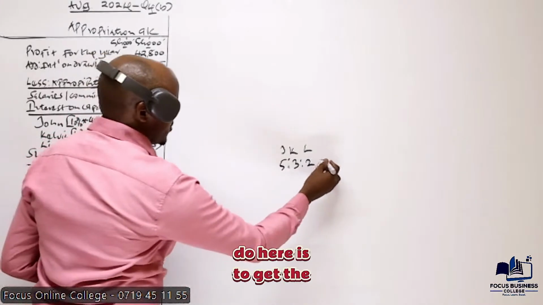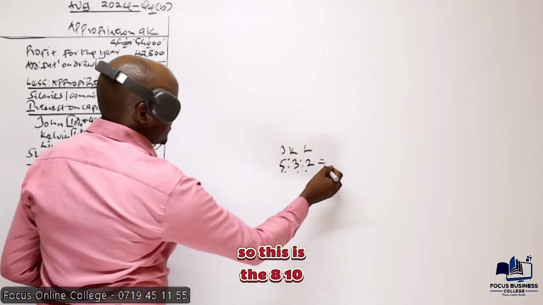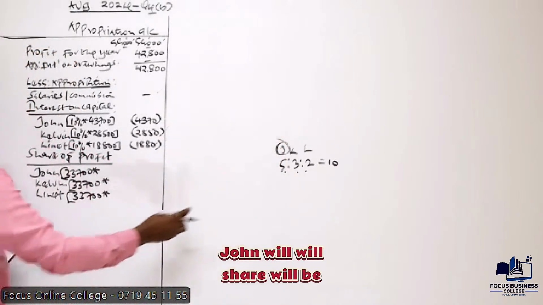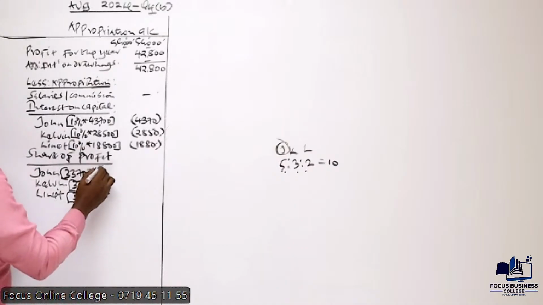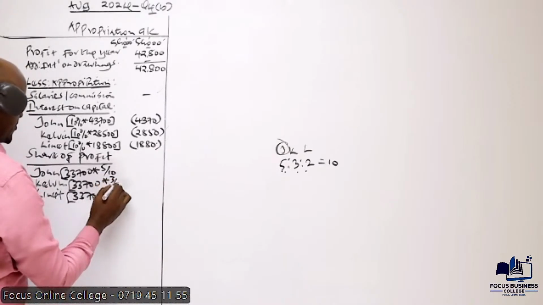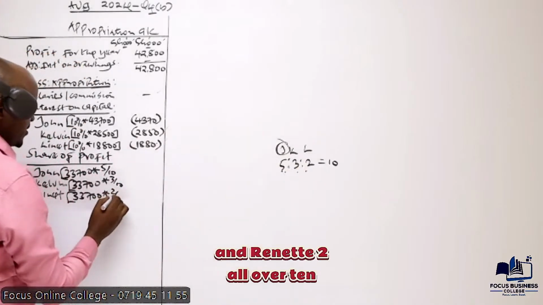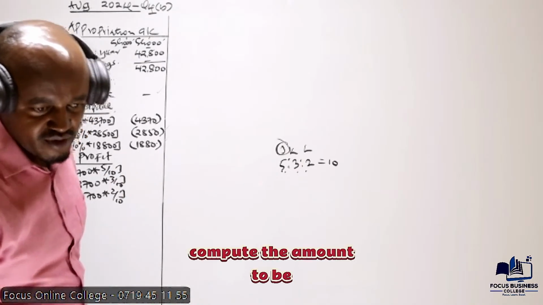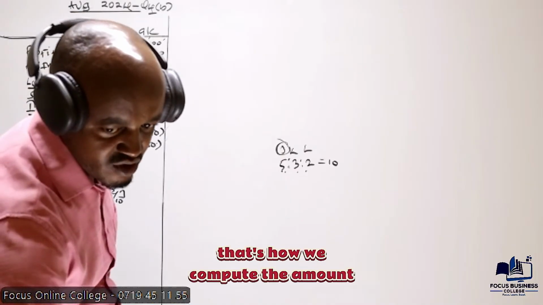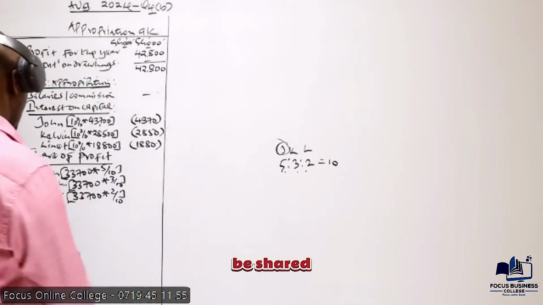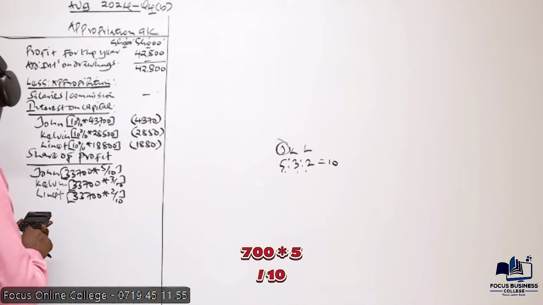The first thing we need to do here is to get the total. So this is the 810. The amount which John will share will be 5 over 10, Kelvin 3 over 10, and Lynette 2 over 10. So that is basically how we compute the amount to be shared. So we have 33,700 times 5 divided by 10.